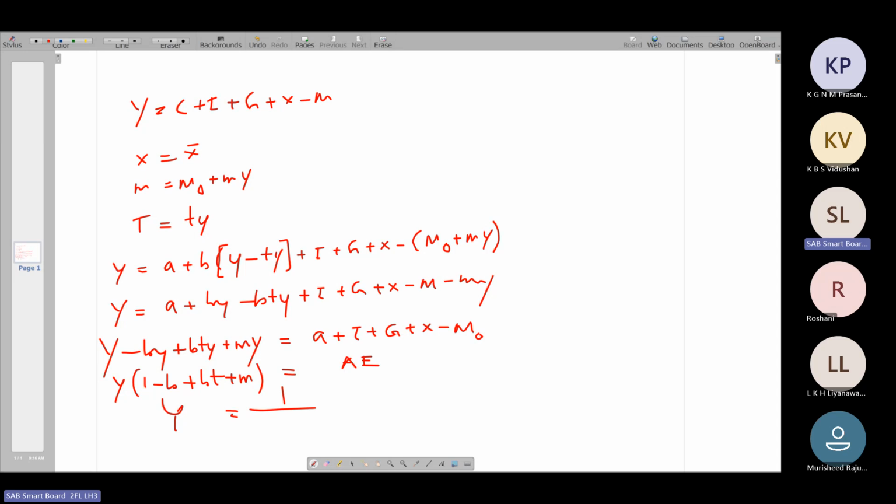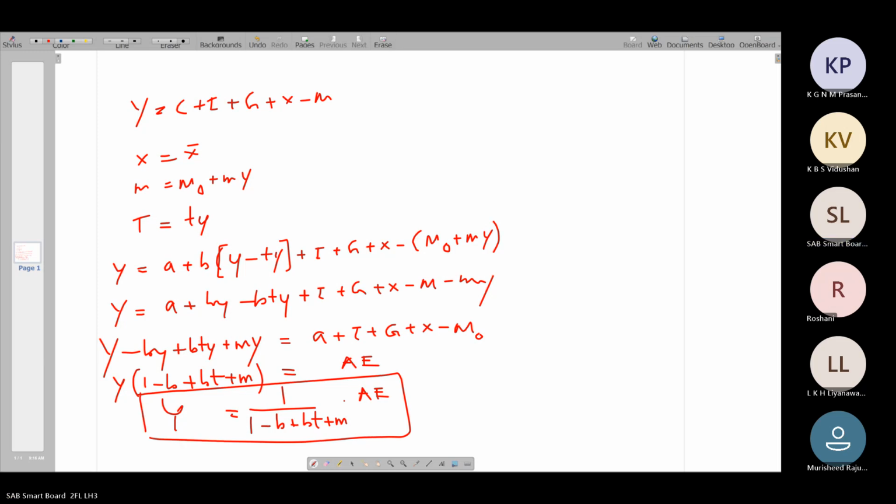In that model, equilibrium income equals 1 over (1 minus b plus bt plus m) times autonomous expenditure. So that is the equilibrium income equation. The model variables change with the proportionate tax. You can think of the combined tax as another autonomous part added here. Now this is the autonomous expenditure multiplier in this model.